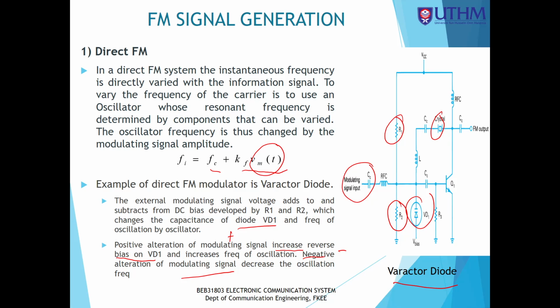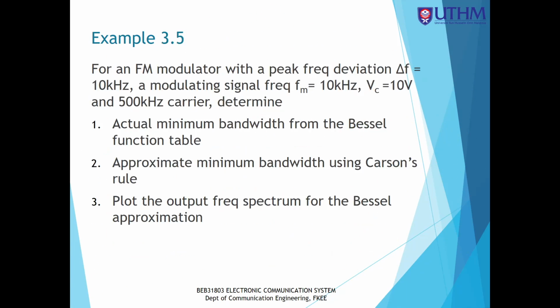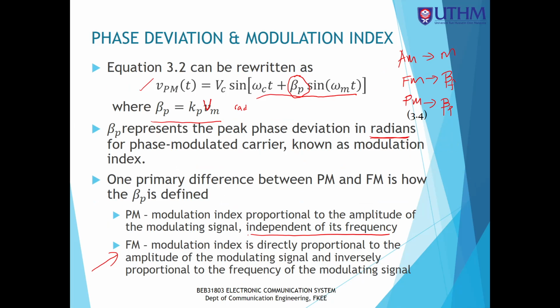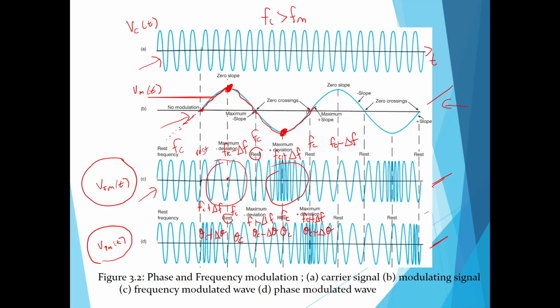apabila input signal bergerak ke arah negatif maksimum, apabila nilai input signal bergerak ke arah negative maximum peak amplitude, maka nilai frequency carrier akan bergerak ke arah maximum. Okay, if you remember about the picture before this, gambar tadi, kejap saya cuba tunjukkan di sini. Saya cadangkan pelajar-pelajar cuba fahamkan yang ini.